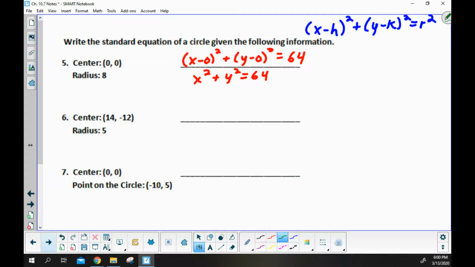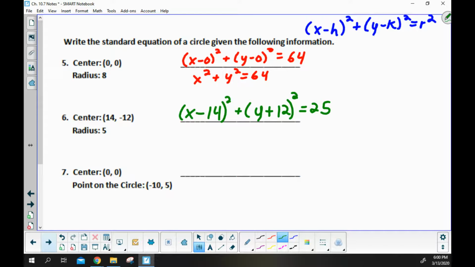All right, let's look at the second one here. We got the center is (14, -12), and my radius is 5. So we're going to go (x - 14)² plus (y - (-12))². So when you subtract the negative, we're actually adding 12, squared. And then my radius squared, 5 squared, which is 25. So pretty straightforward how to do it given the center and the radius.